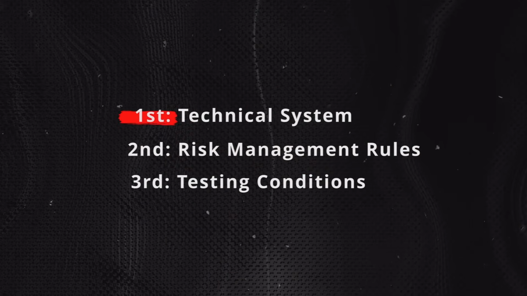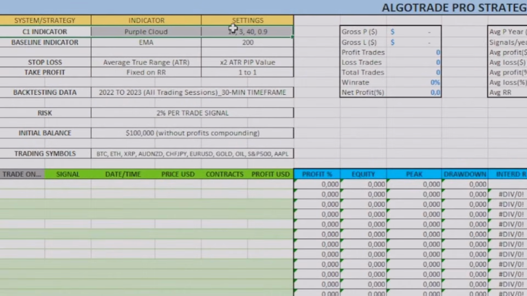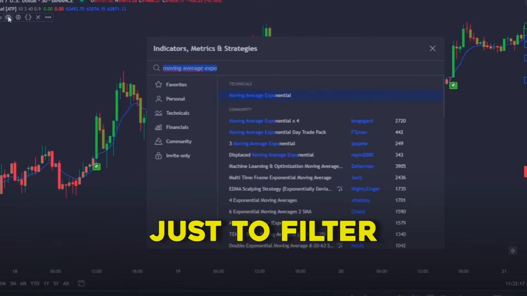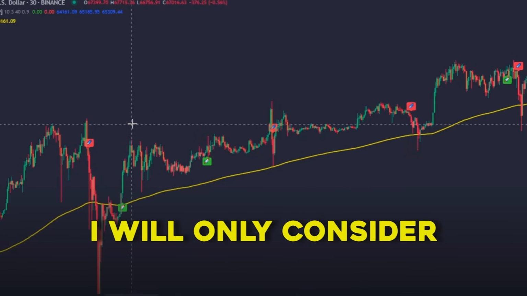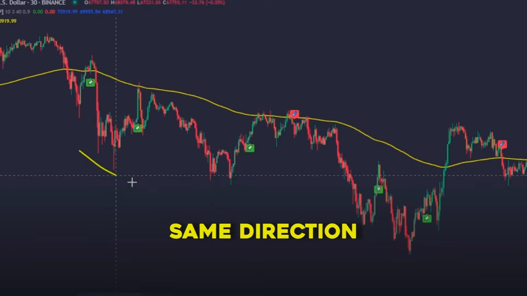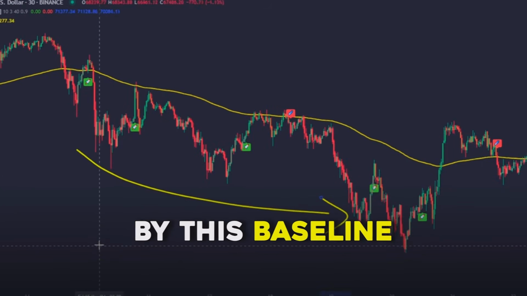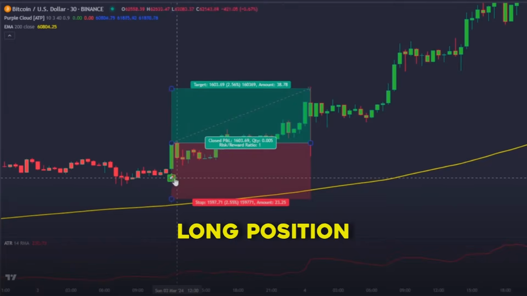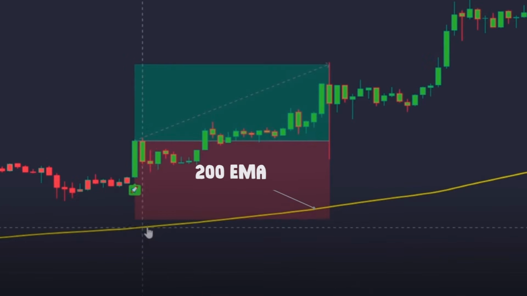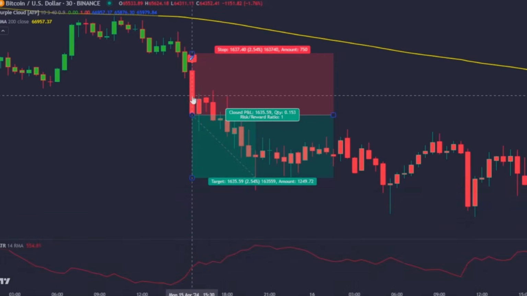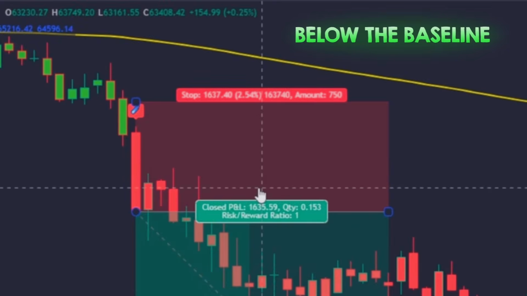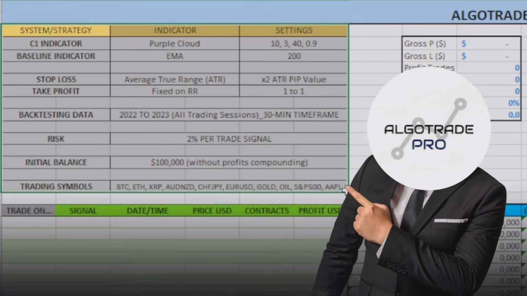Finally, regarding the technical system, in addition to the Purple Cloud indicator, I will also use a 200 period exponential moving average as a baseline, just to filter losing signals from the indicator, in a way that I will only consider entry signals that are in the same direction as the trend given by this baseline. Here you have an example of a long position where the price is above the 200 exponential moving average, and here we have a short trade example where the price is below the baseline. And so these are our backtest conditions.